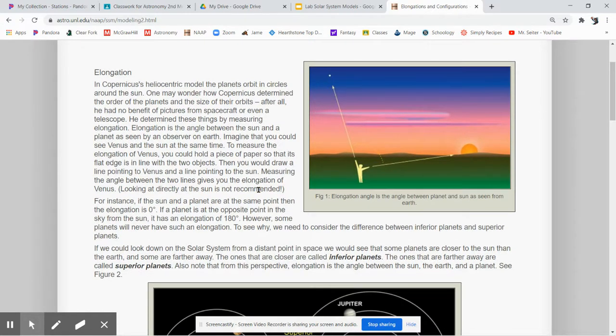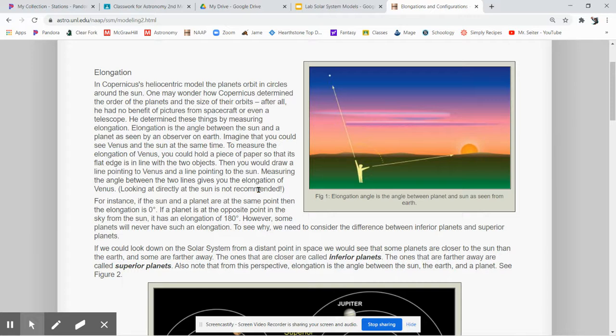Elongations and configurations. Elongations. In Copernicus's heliocentric model, the planets orbit in circles around the sun. One may wonder how Copernicus determined the order of the planets and the size of their orbits. After all, he had no benefit of pictures from spacecraft or even a telescope. He determined these things by measuring elongation.